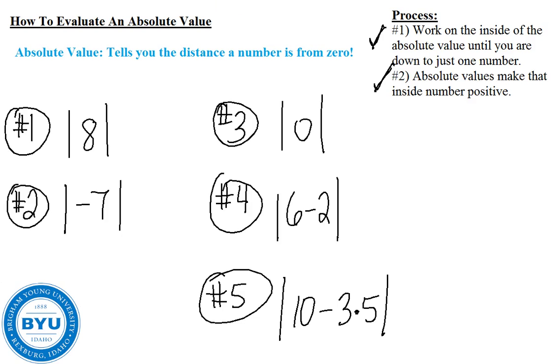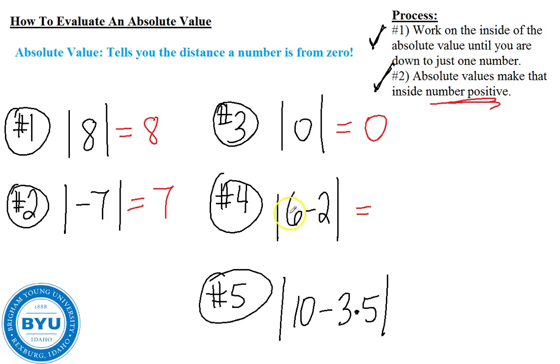Here we go. Let's do it. I've got the absolute value of 8. Now, absolute value is just telling me the distance from 0, and it always makes the number inside positive. So the answer is 8. On number 2, I've got -7. Again, absolute value makes the inside number positive, no matter what. And so my answer is 7. Ooh, the absolute value of 0. Well, it just makes 0 positive, so it would just be 0.